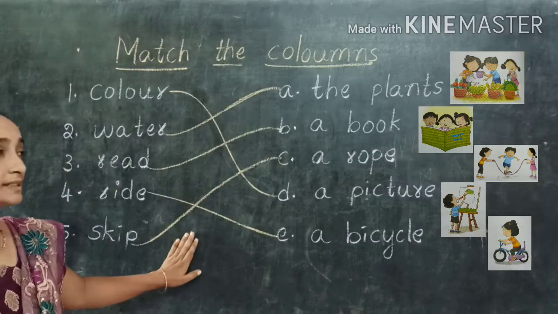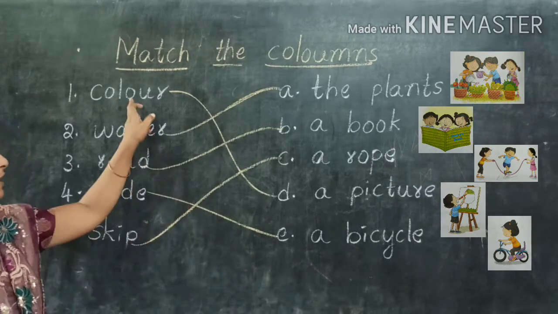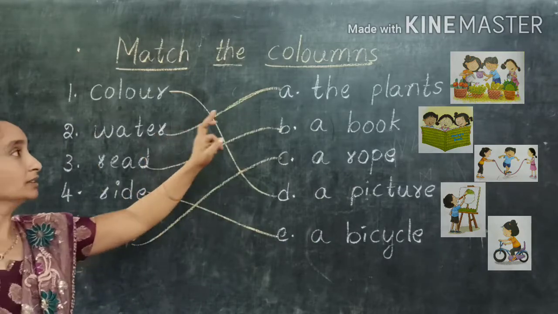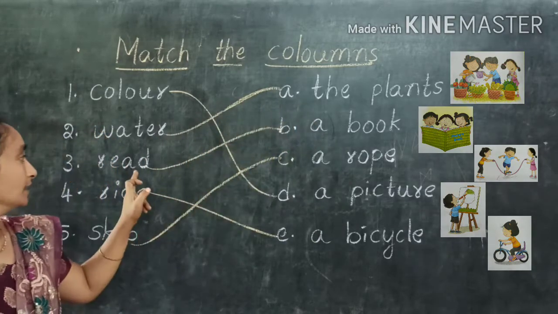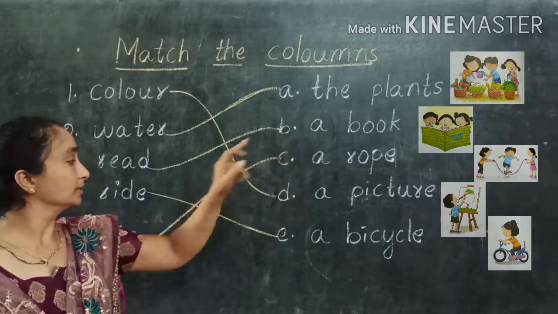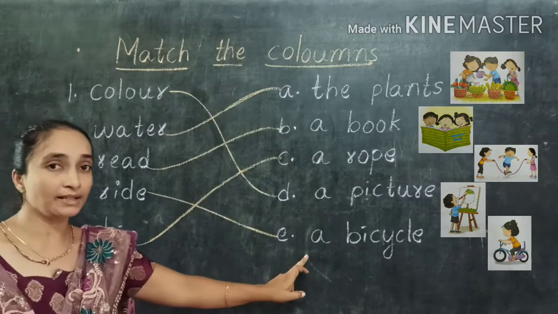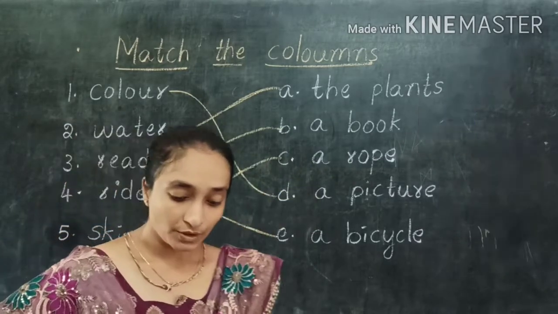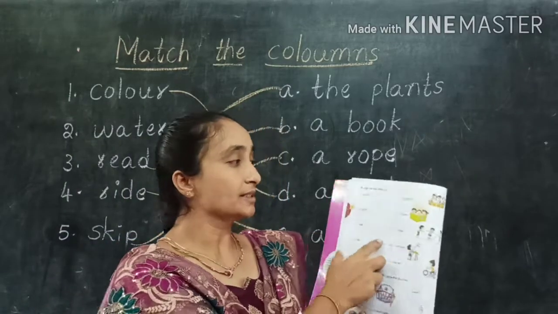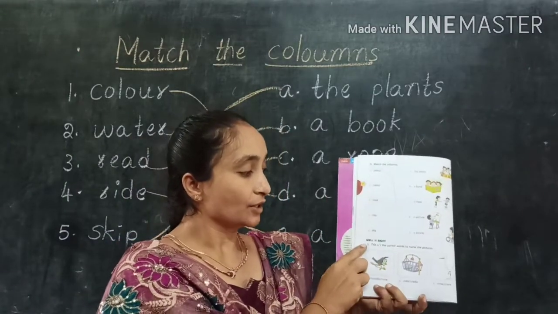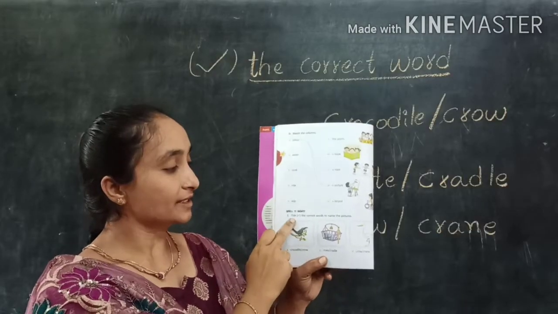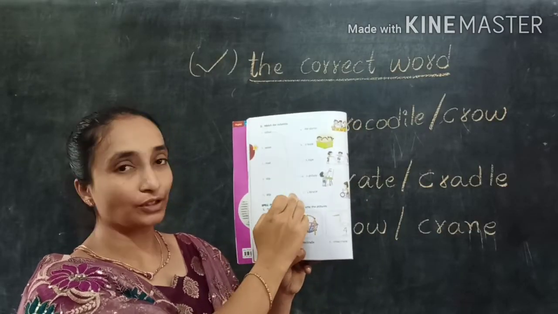So here are the answers. One more time I will repeat: color, a picture; water, the plants; read, a book; ride, a bicycle; skip, a row. So the matching is completed for us. We will go to the next Roman number. Children, this is the next Roman after matching.